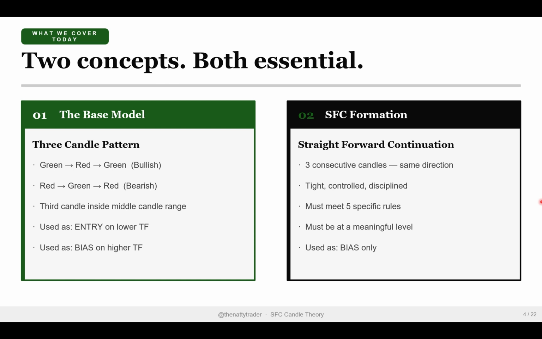What is SFC formation? SFC formation is the base of SFC, and when I say base, I don't mean the base model. The base model is basically the 3 candlestick pattern. SFC formation is the base of everything, and we need 3 consecutive candles in the same direction. In the base model, we don't have any direction, we just have candles. But in SFC formation, we have a direction, either bullish or bearish. They have to be controlled and in a tight formation. They must respect 5 rules, which we'll talk about in the video. They must be at a meaningful level, and for beginners this SFC formation has to be used only as bias and nothing else.